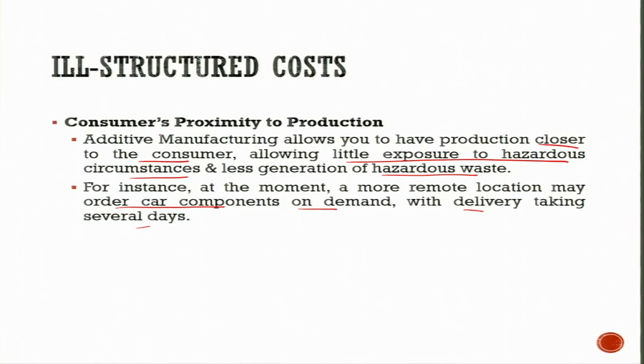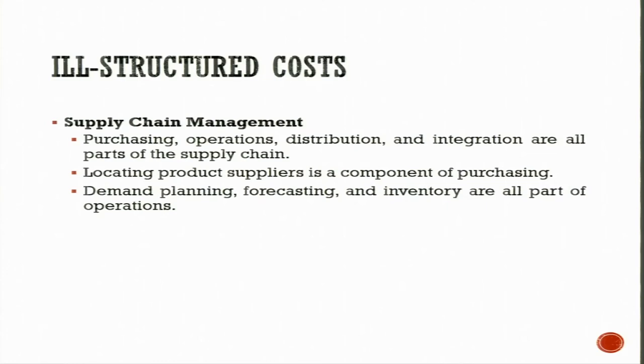So this becomes consumers' closer proximity to the production. Next is, again, because I'm talking about distribution, supply chain management, the cost has to be structured rightly here. The purchasing, operations, distribution, and integration are all parts of supply chain. Locating product suppliers is a component of purchasing. Demand planning, forecasting, and inventory are all part of operations. So in the supply chain management, while integration entails building an effective supply chain, distribution involves the transfer of items. Cost can be reduced by reducing the requirements of these activities.